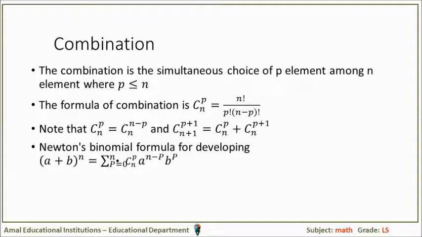Newton's binomial formula for developing (a plus b) to the power n is equal to the summation from p equals 0 to n of the combination of p of n, a to the power n minus p, b to the power p.